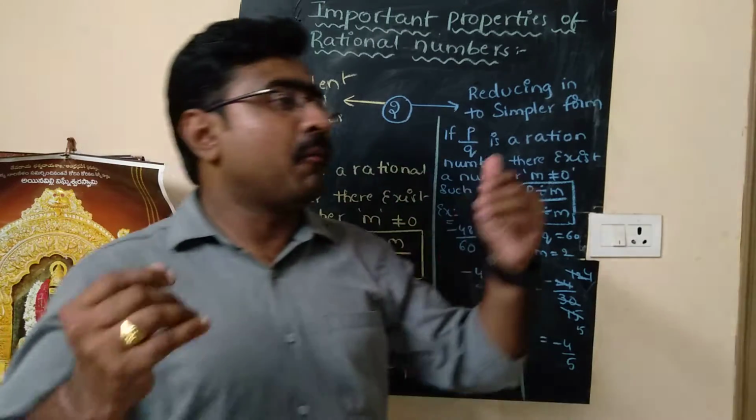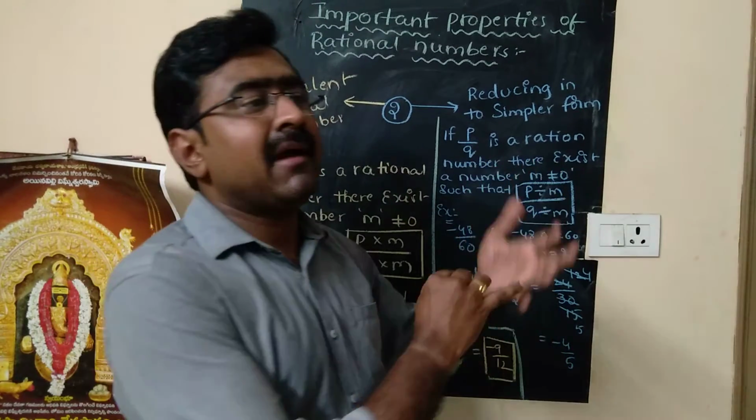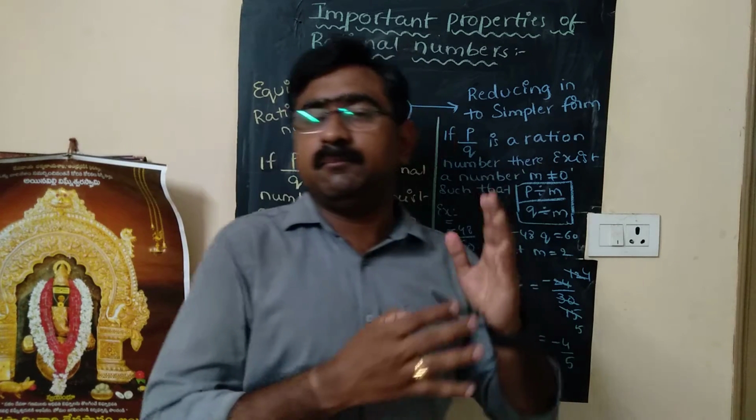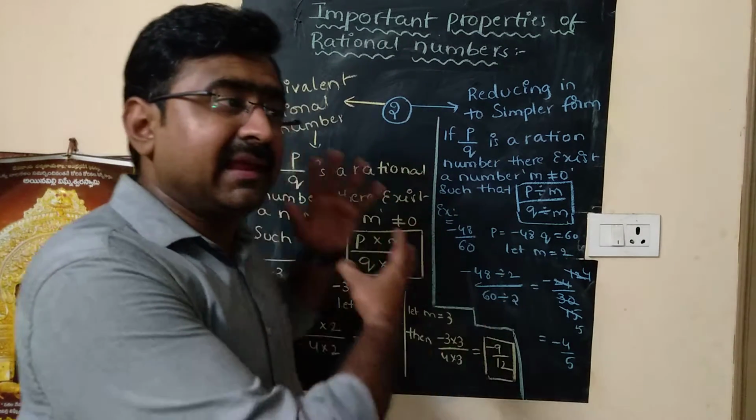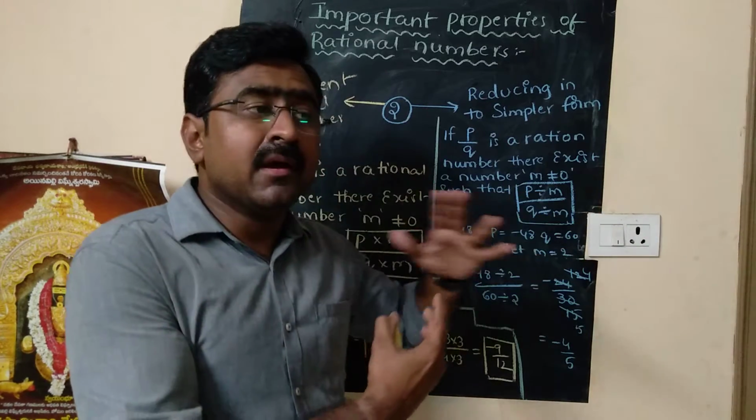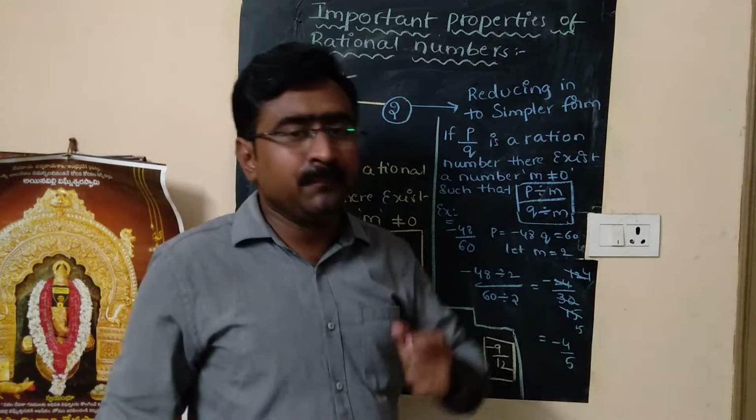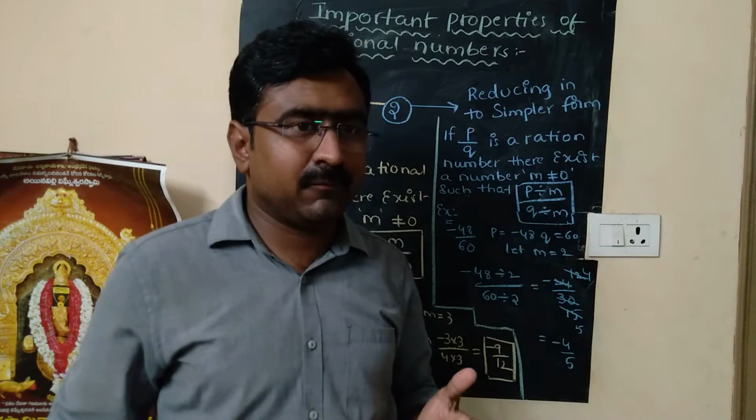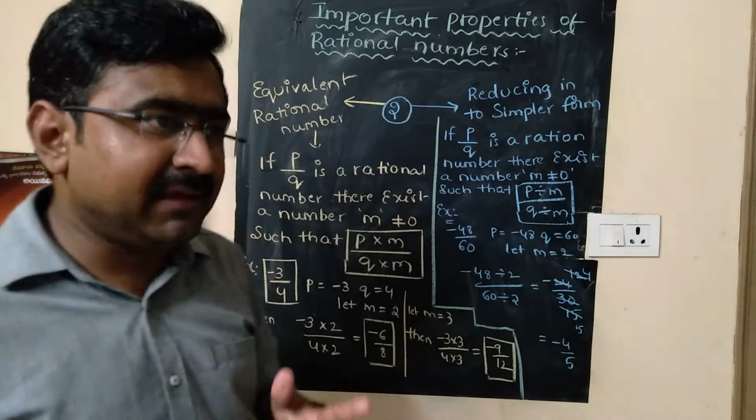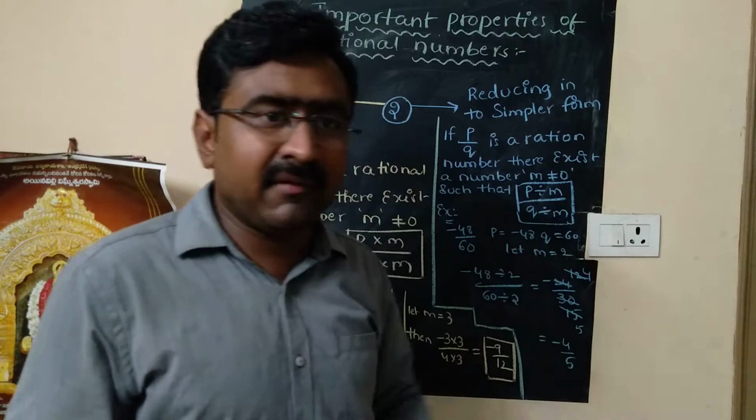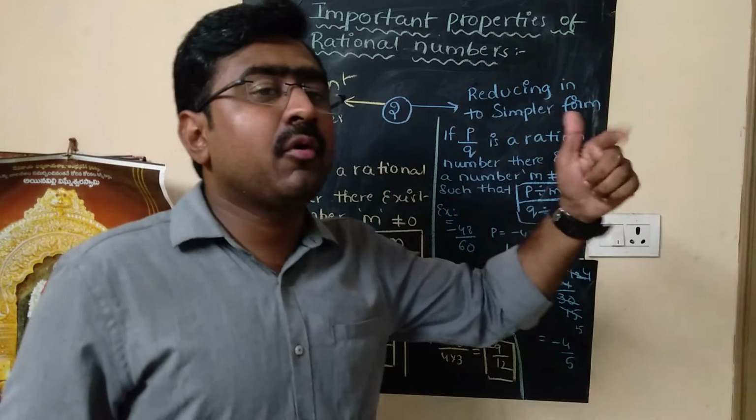Now we have to know the basic difference between the equivalent rational number and reducing into simpler form. To know the basic difference between equivalent form and simpler form, we have to know that a rational number can be expressed as p by q. The basic difference is, in the equivalent rational number we will multiply with a given number, but in simpler form we are going to divide the given rational number. That is the first basic difference.